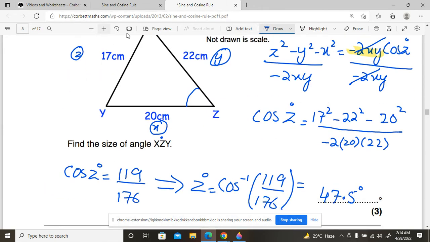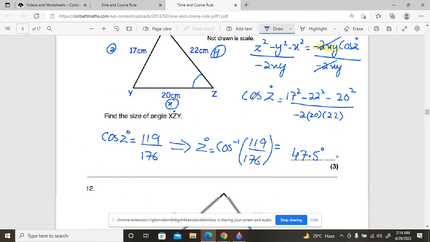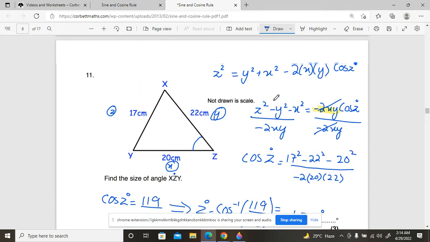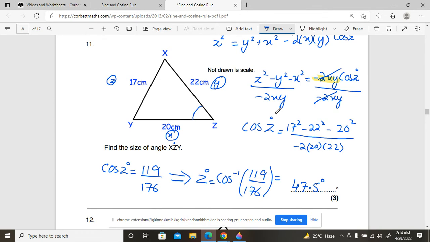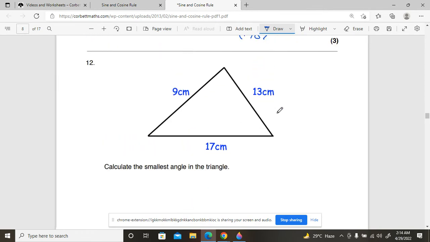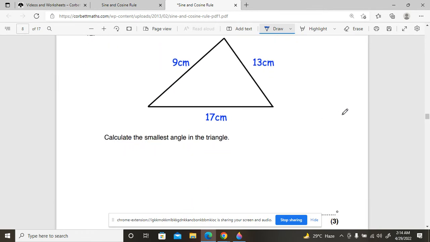So let me zoom out a bit so you can take a screenshot of the question. For example, if we do another question here, we have 9, 13 and 17. They say to calculate the size of the smallest angle. What is the smallest angle? The smallest angle will face the smallest side of the triangle. So the smallest side here is 9.